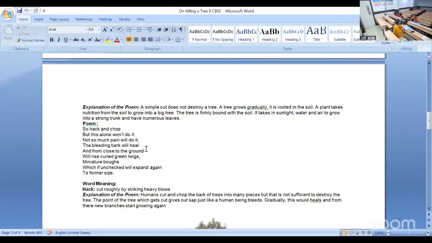Just like when we get a cut, it heals. So not so much pain will do it. The bleeding bark will heal, and from close to the ground will rise curled green twigs, miniature boughs, which if unchecked will expand again to former size. If you don't check it, it will again grow as big at equal speed. What is in it? Hack, cut roughly.